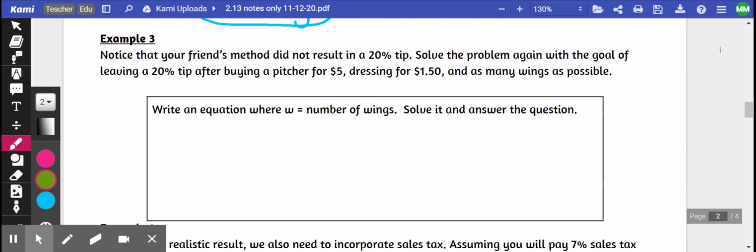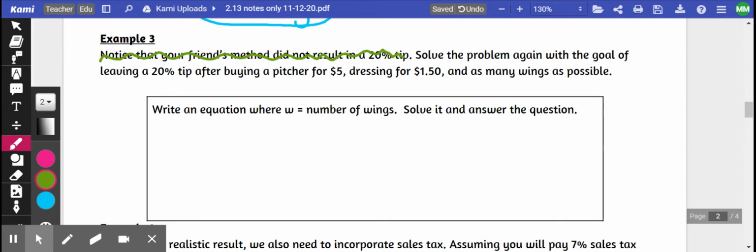Okay, for example 3, we're adding one extra thing. Notice that your friend's method, we didn't do that part, so don't worry. We're going to solve the problem again with the goal of leaving a 20% tip after buying the pitcher for $5 and the dressing for $1.50. And we're going to purchase as many wings as possible. So this time I'm going to have us only focus on the algebraic situation.